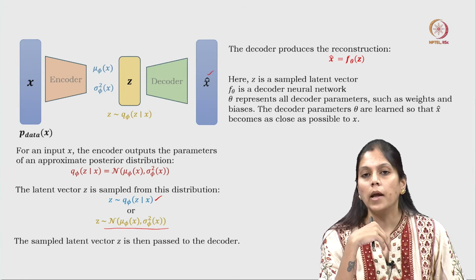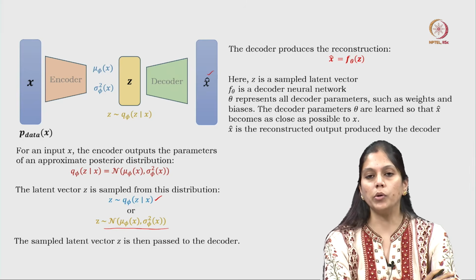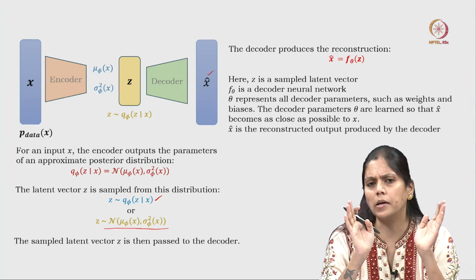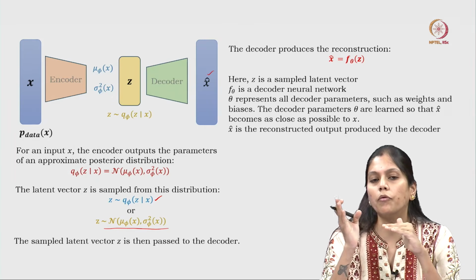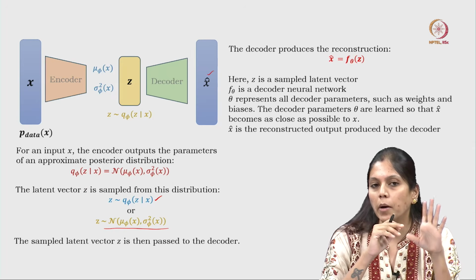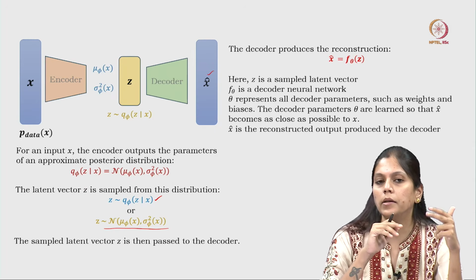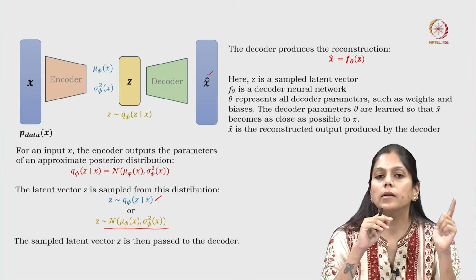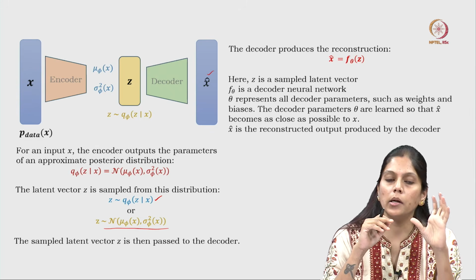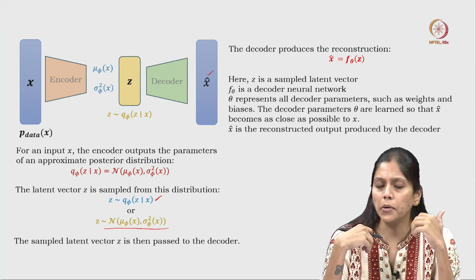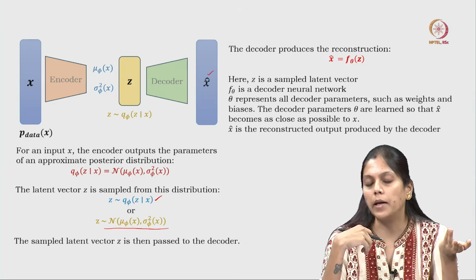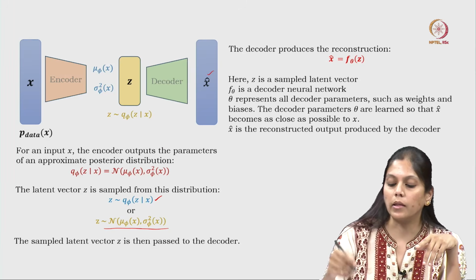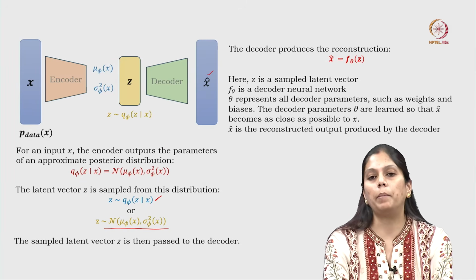Yes, therefore x hat is a reconstructed output which is produced by the decoder. What is it that we are seeing in this particular slide? We are seeing the feed forward process. Input is passed to an encoder. Encoder is going to give us the distribution parameters. Then Z is sampled from this distribution. Then Z is passed to a decoder. Decoder is a neural network which takes Z as an input and produces the data, which is denoted as x hat. Now whatever the decoder parameters theta are, these are the learnable parameters.